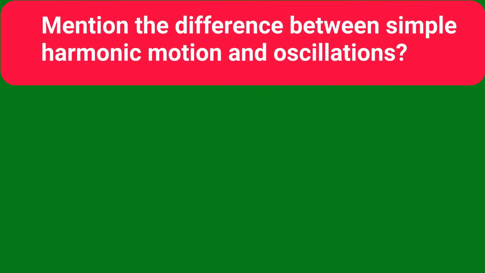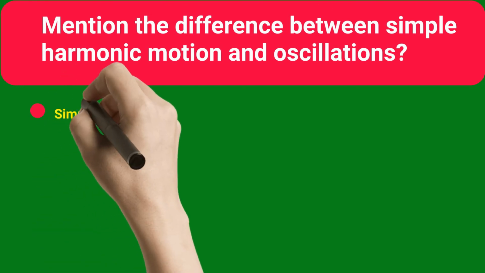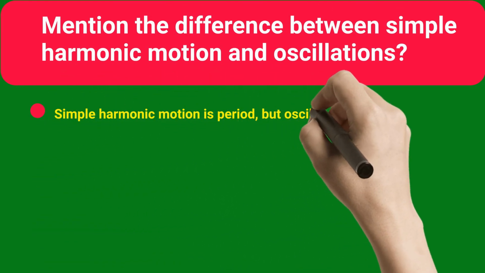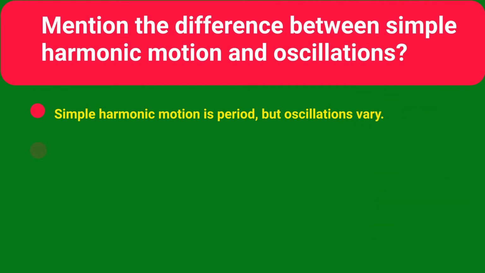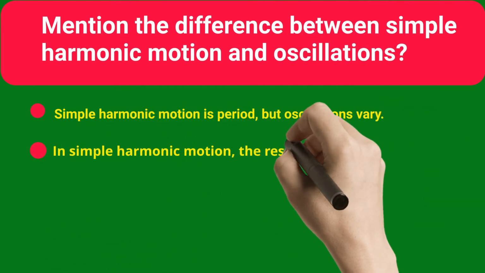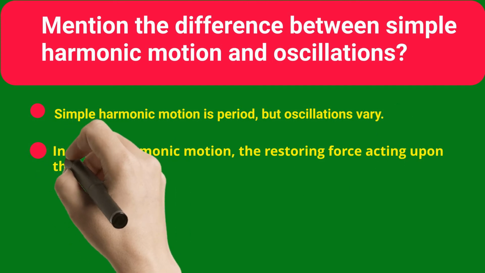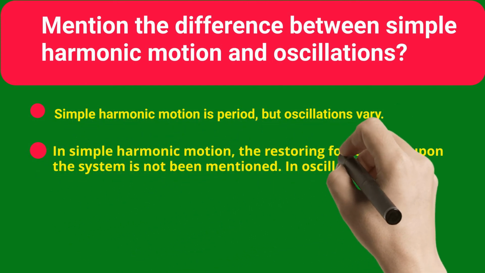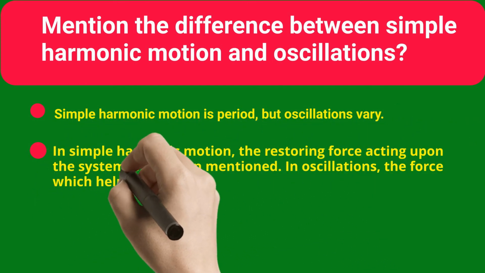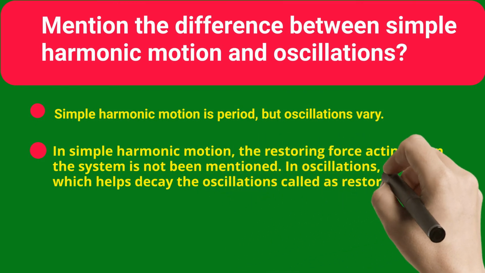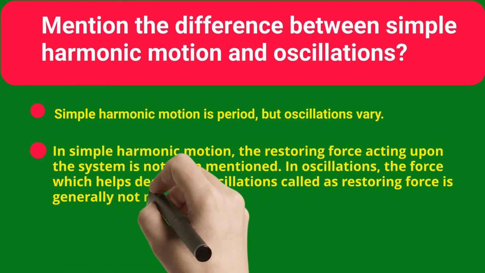Mention the difference between simple harmonic motion and oscillations. Simple harmonic motion is periodic, but oscillations vary. In simple harmonic motion, the restoring force acting upon the system has not been mentioned. In oscillations, the force which helps decay the oscillations, called restoring force, is generally not mentioned.